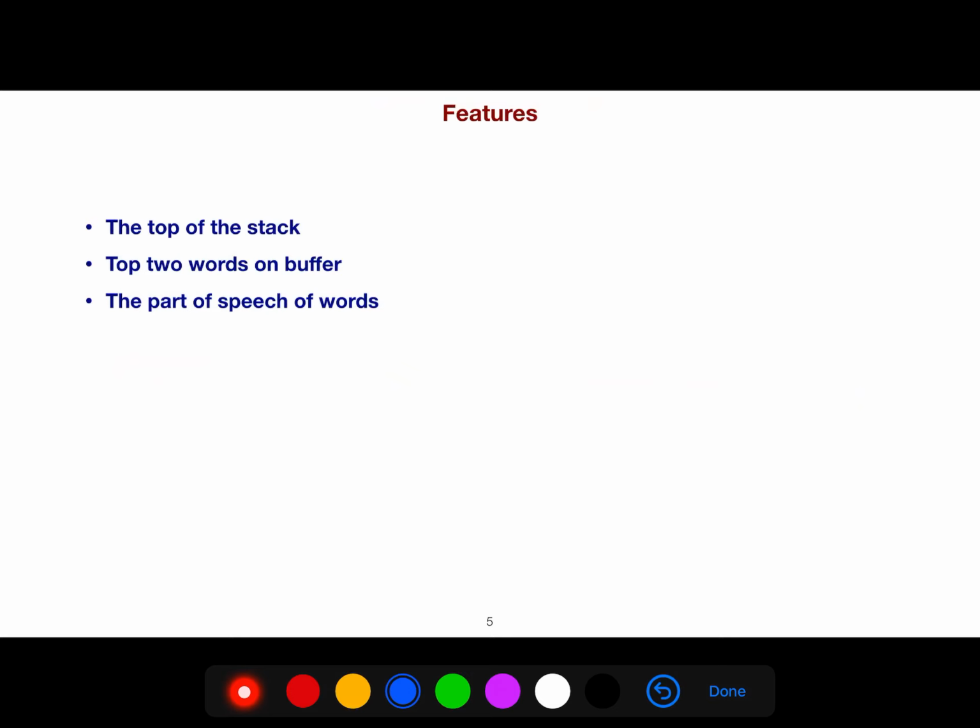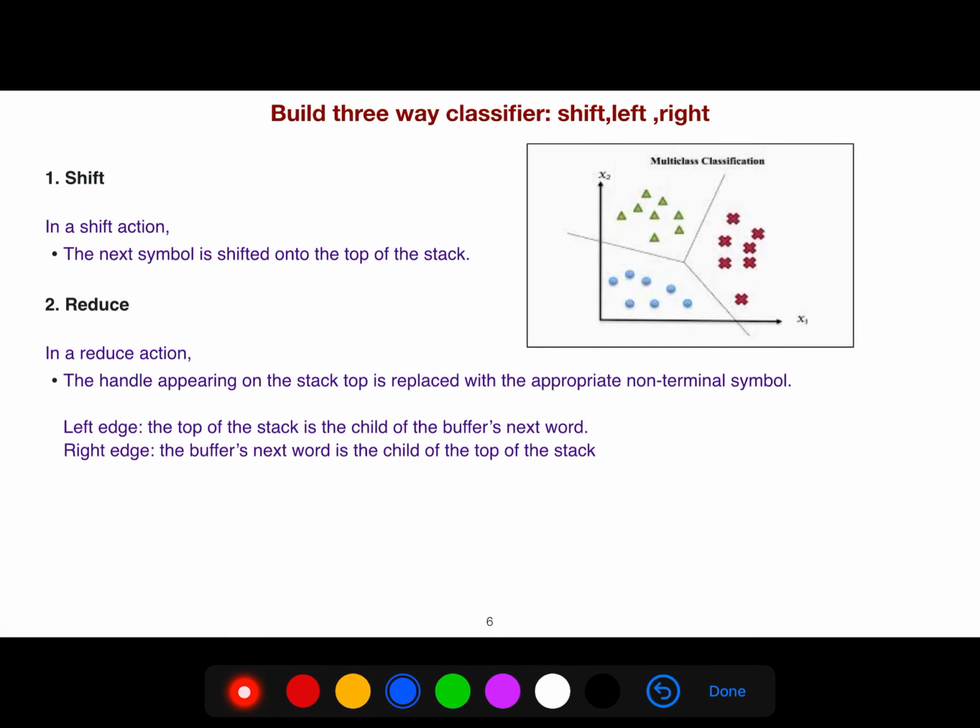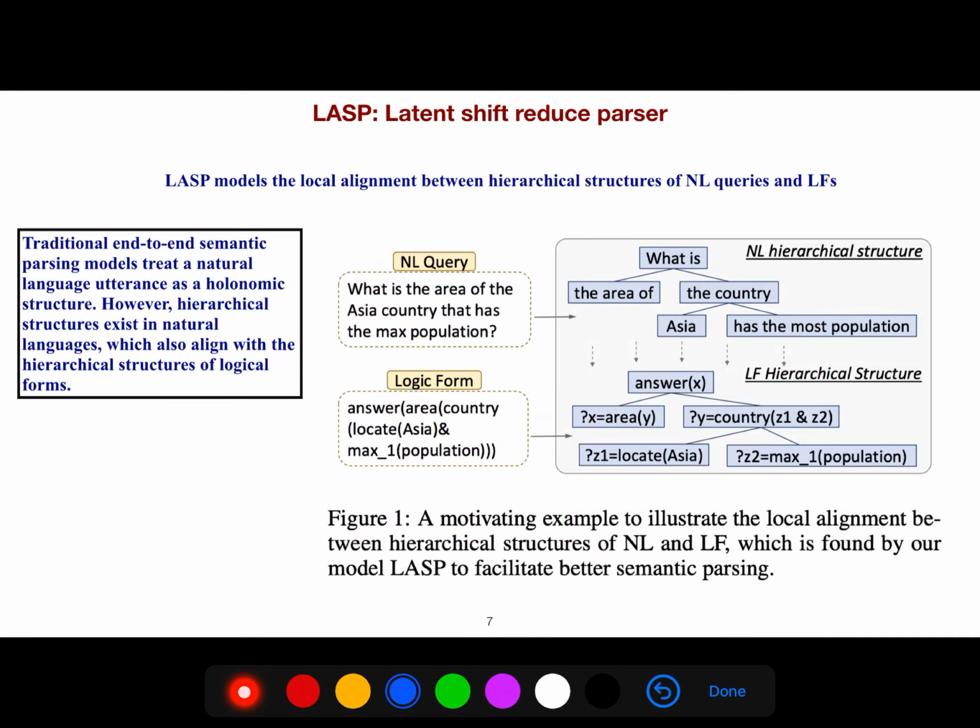And features, you can use the top of the stack, you can use the top two words in the buffer, and the part of speech of words. So we can build the three-way classifier: shift, left, and right. And so, for example, an example from this article: what is the area of the country? This natural language hierarchical structure has a logical form hierarchical structure. So for any natural language query, there is a logical form.